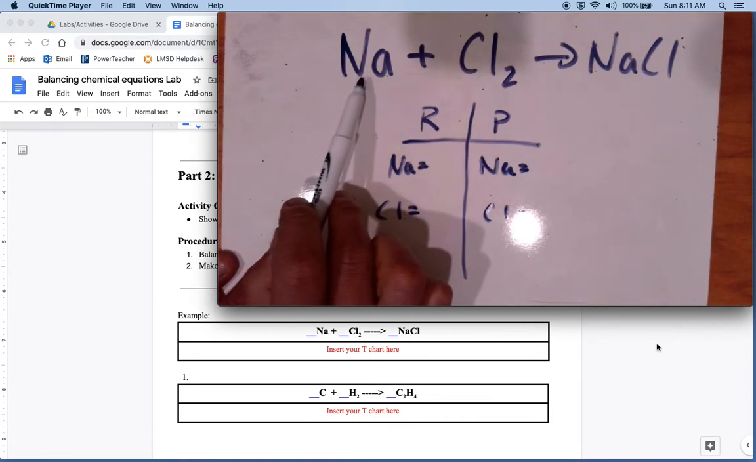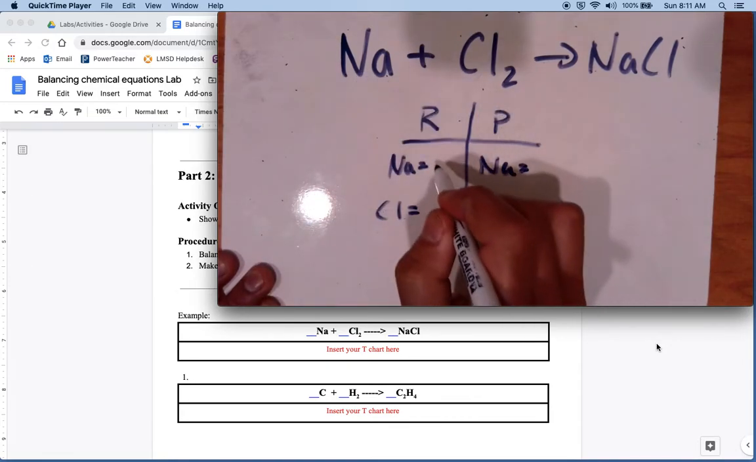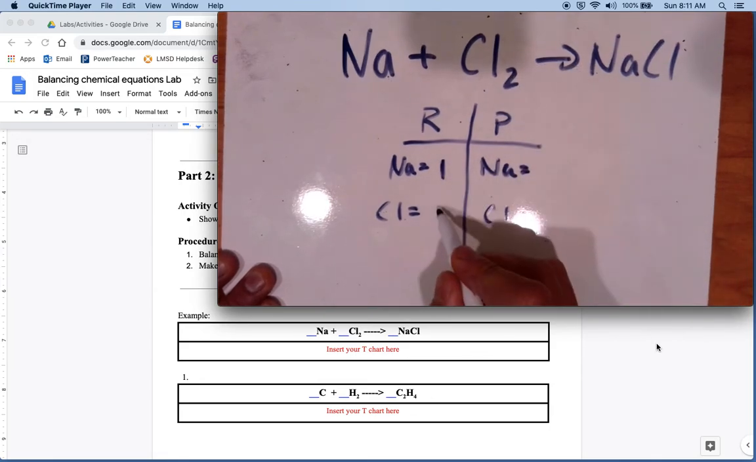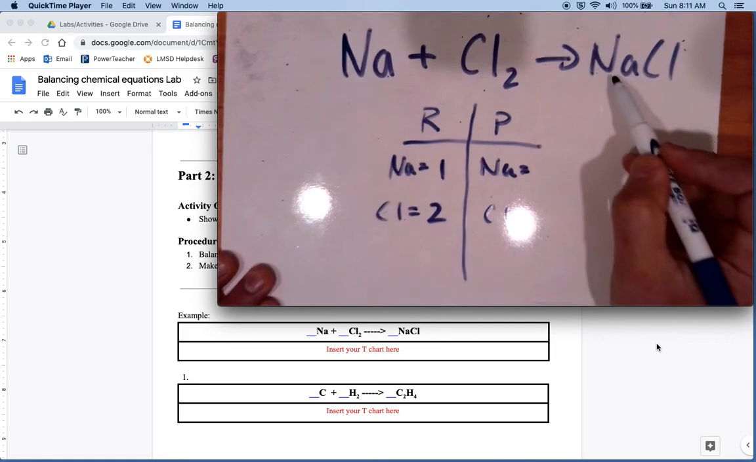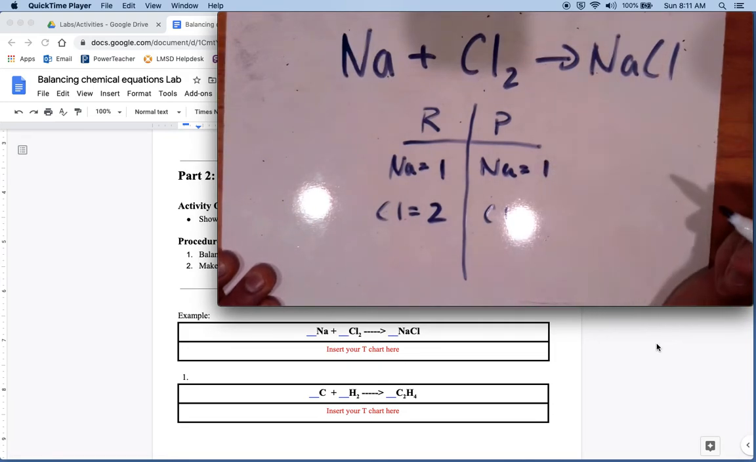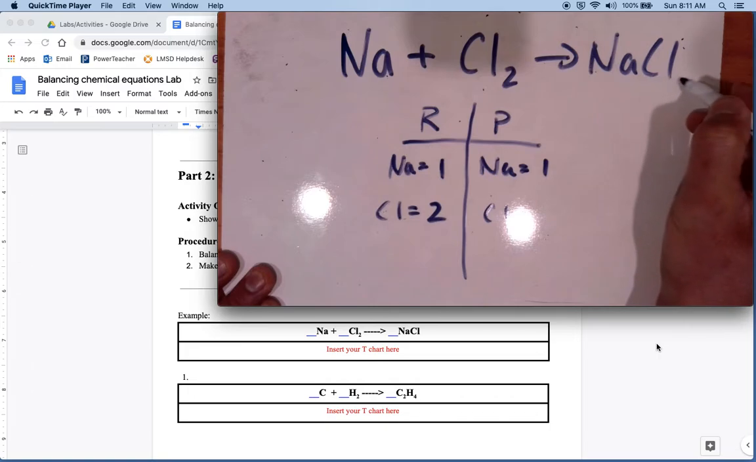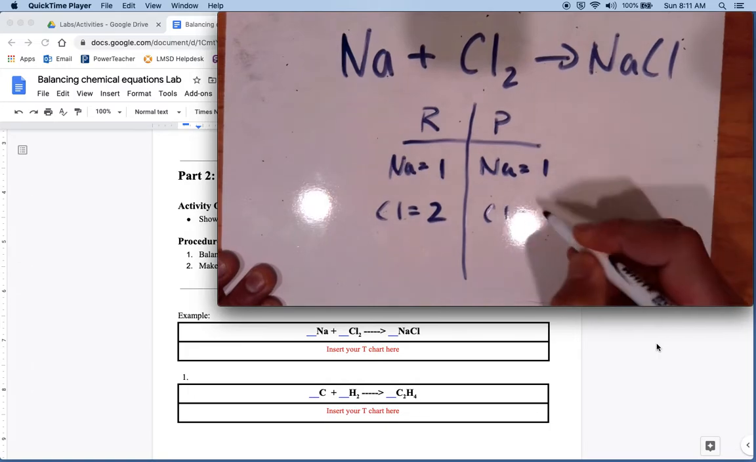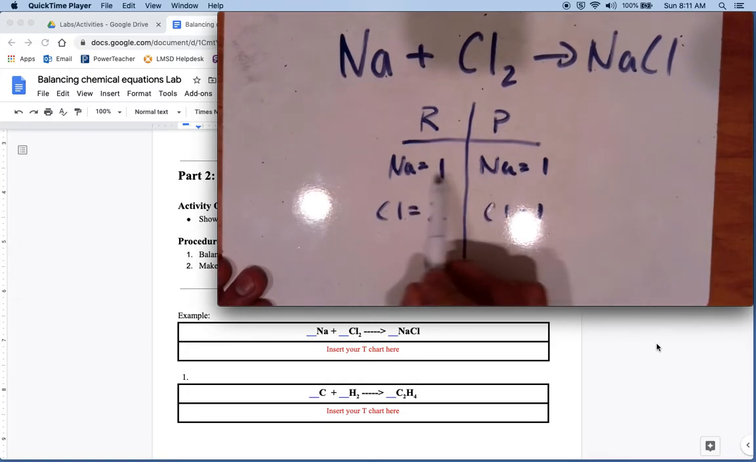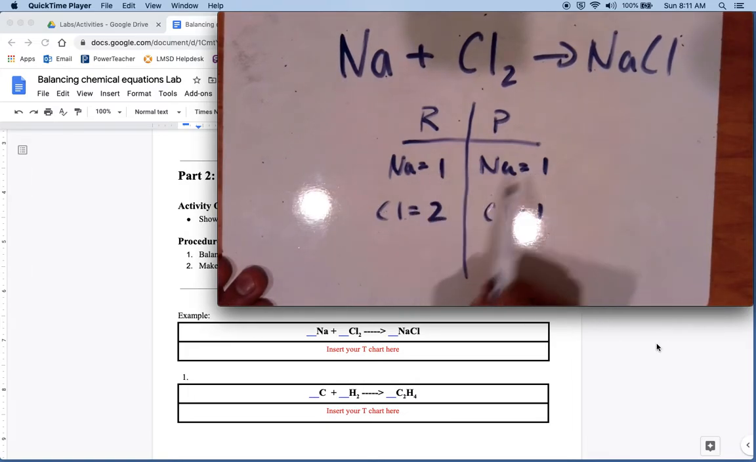So we have Na, and since there's no number here, I know we only have one atom there. Cl2, we know that we have 2 of those. Over here, Na, since there's no number after Na, I only have 1. And same thing with Cl, chlorine, I don't have a number over here, so it means it's a 1. So when I look at it, I can see that clearly my sodiums are equal to each other, but my chlorines are not. So they're not balanced, and I need to go in there and balance those out.